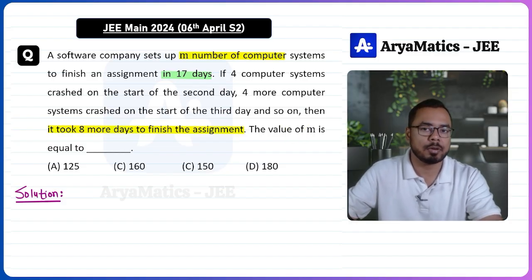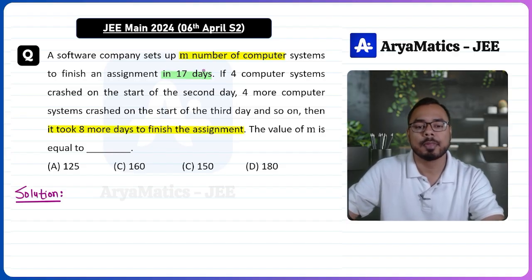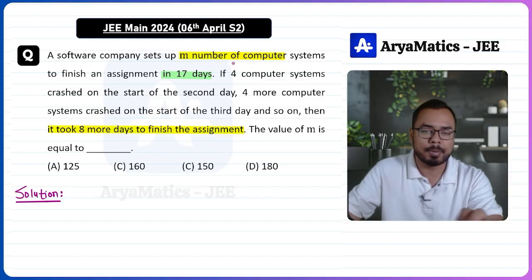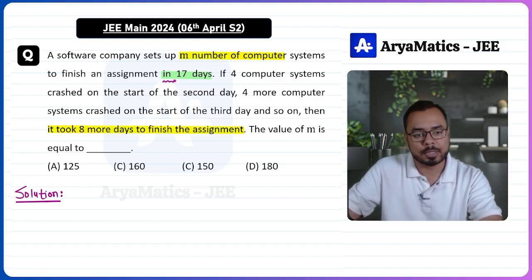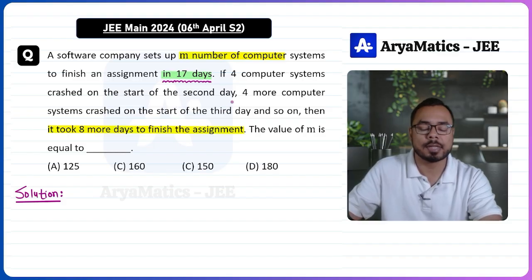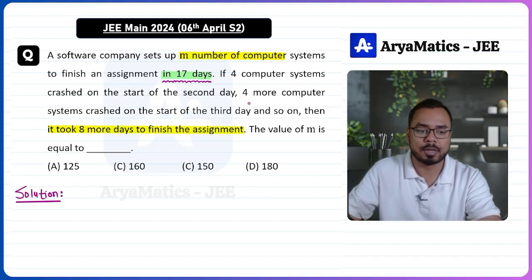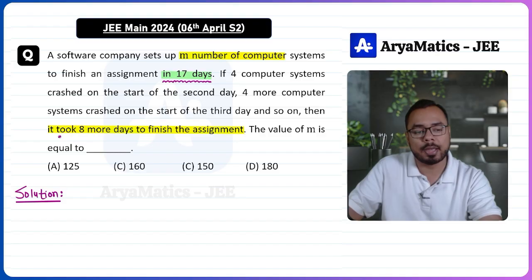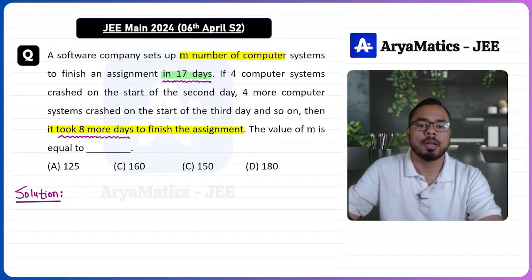Now this is a problem from sequence and series, from arithmetic progression basically. Total m number of computer systems were in the beginning, and it was expected that in 17 days the assignment will be completed. But 4 systems crashed on the start of second day, another 4 on the start of third day, and so on. And then it took 8 more days to finish the assignment. So then the problem is, what is the value of m?